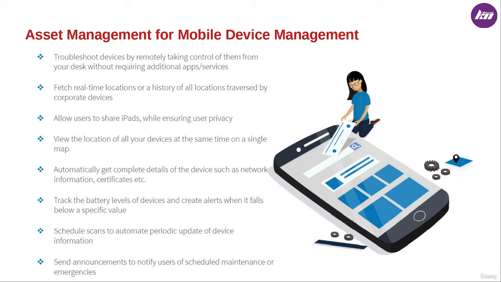You could automatically get complete details of the network and certificates for those phones or devices. You could track the battery levels of those devices and alert them. You could schedule scans of upgrades, firmware, software, operating system updates, and so on. And something very neat is you could send announcements, messages, or schedule maintenance or emergency notifications to those phones. So that's a pretty cool feature of mobile device management, how you could really control them even if they're not right there at your desk.